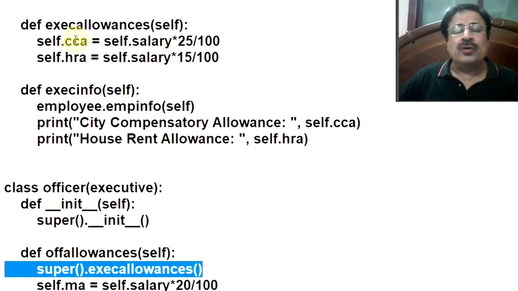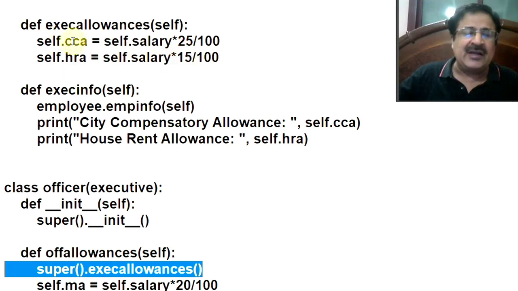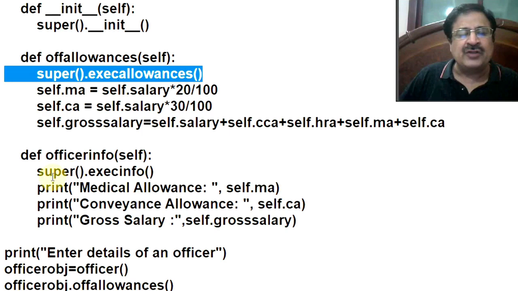Formula can be anything. See, what is this CCA? It's a city compensation allowance. See, there are cities of type A, type B, type C, and every city has its own expenses. So I assume that CCA, that is city compensation allowance, is 25% of the basic salary. House rent allowance is assumed to be 15% of the basic salary. So this CCA and HRA are computed. And obviously this CCA and HRA are attributes of the object which has invoked this function, that is of officer obj object.